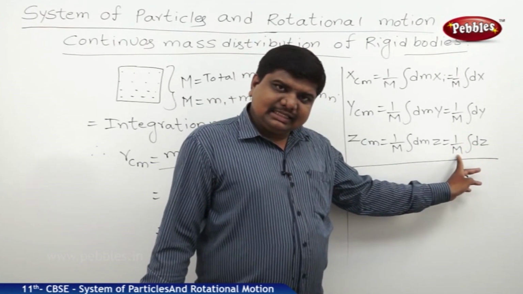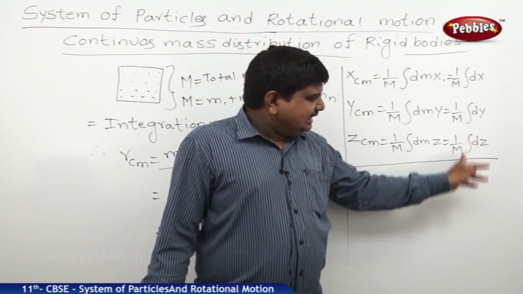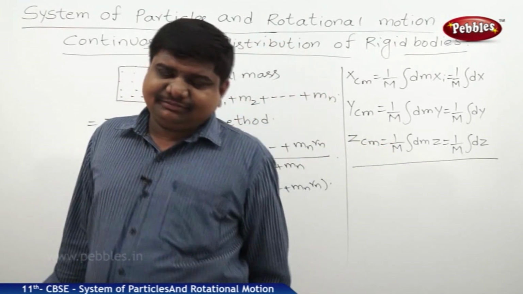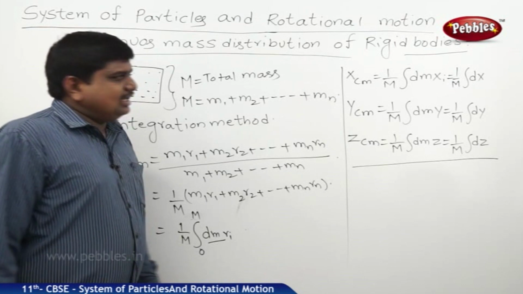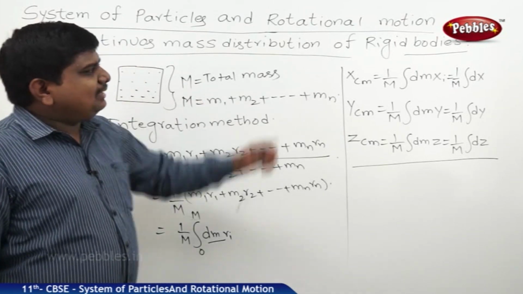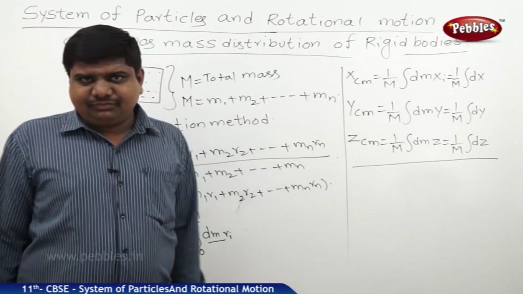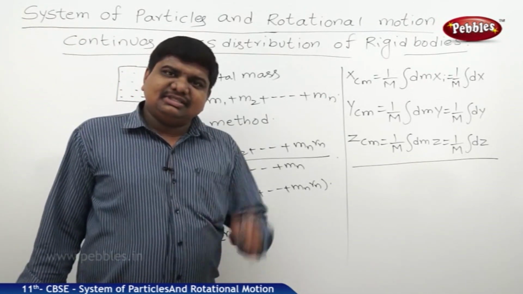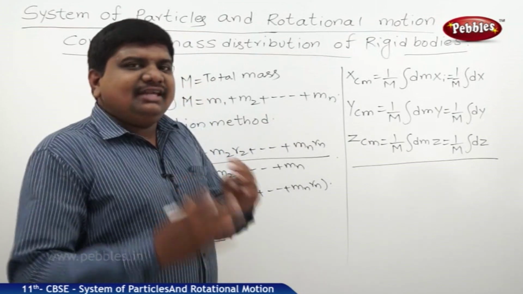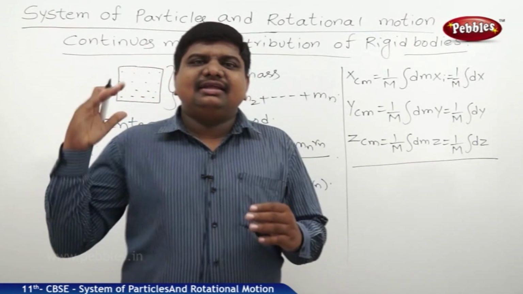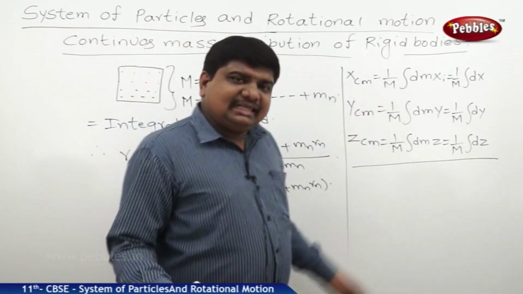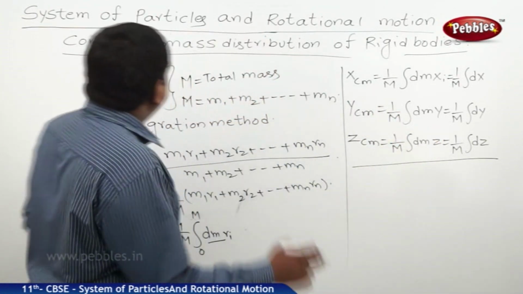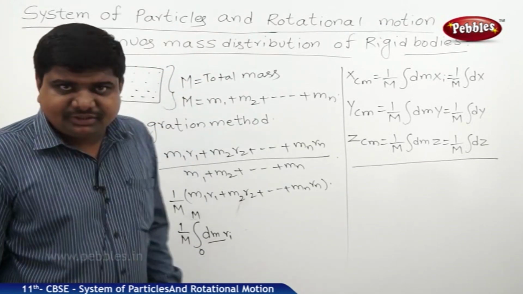Total mass is capital M, the integral of dz is the sum of all the masses in the given direction. Like that, we can think about a continuous mass distribution in a rigid body. Continuous mass distribution means the mass is maintained at regular intervals. If any physical quantity is maintained at regular intervals, we can integrate from 0 to the last value. So that is called continuous mass distribution.